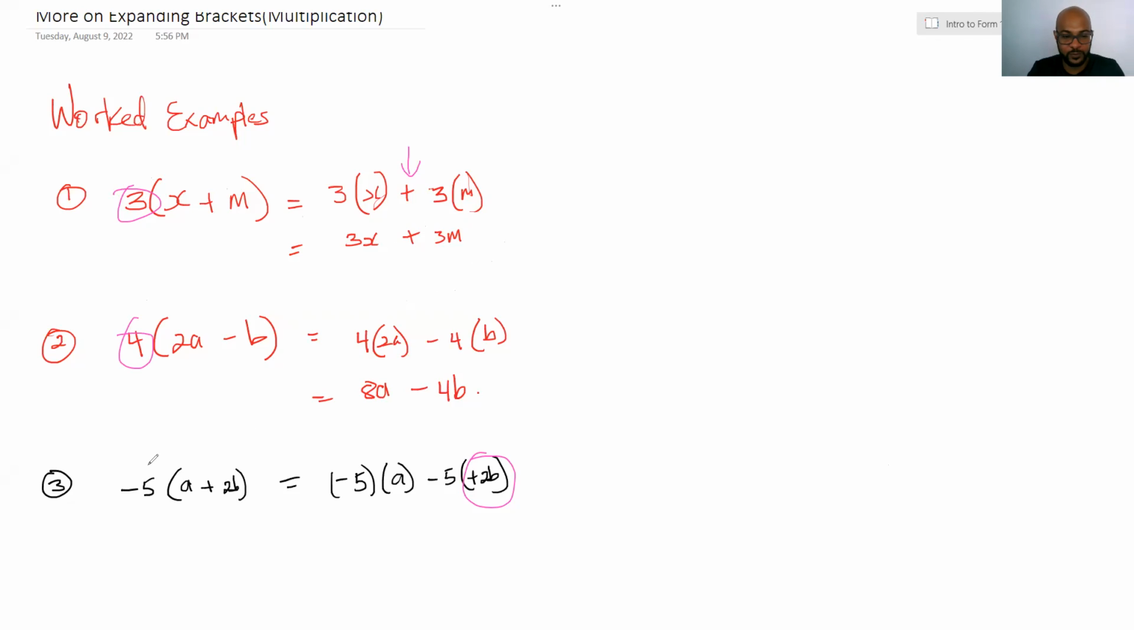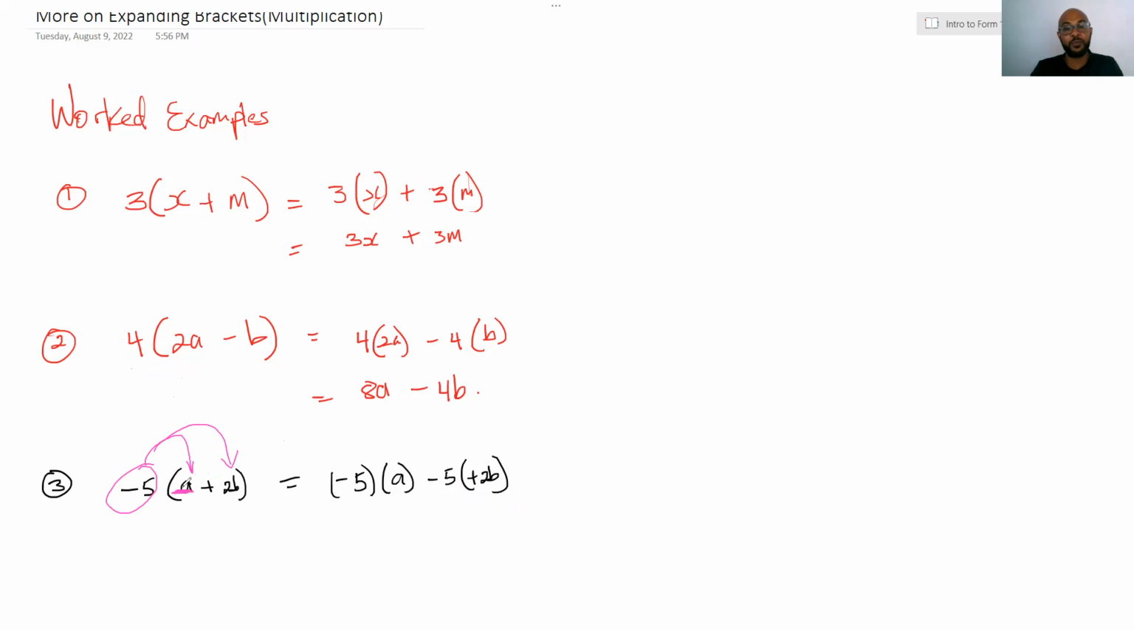Students tend to get confused if the number outside the bracket here is negative, right? It's not a positive number, because now you have the interaction of this sign with this one. So what are you doing? All you have to remember is that when we expand brackets, it is multiplication. We are taking whatever is outside of the bracket, inclusive of its sign, and multiplying it by each of the terms inside of the bracket. And each of the terms means the term inclusive of its sign.